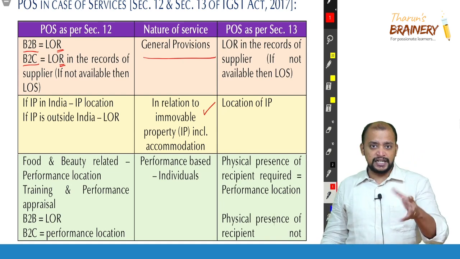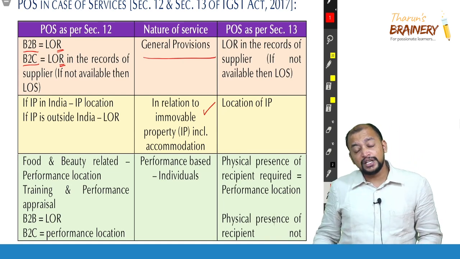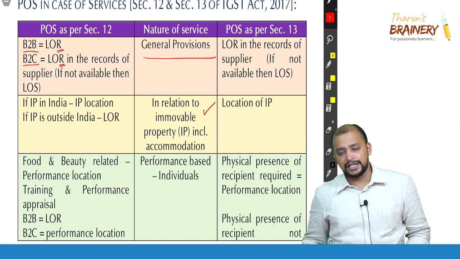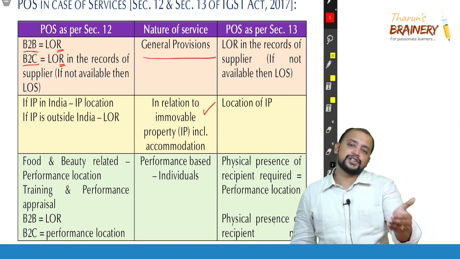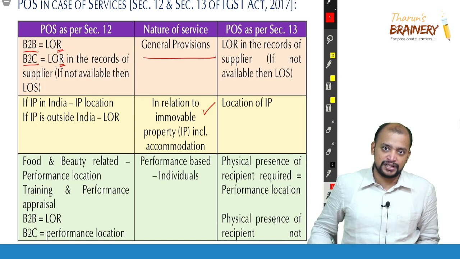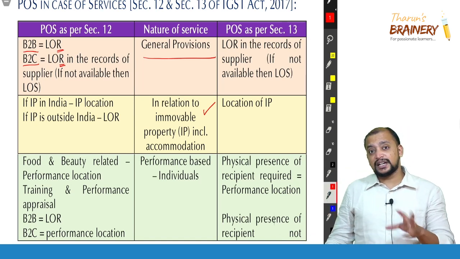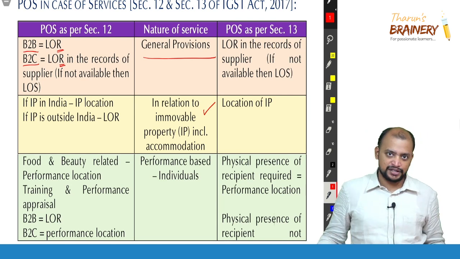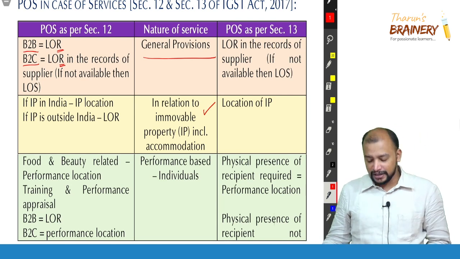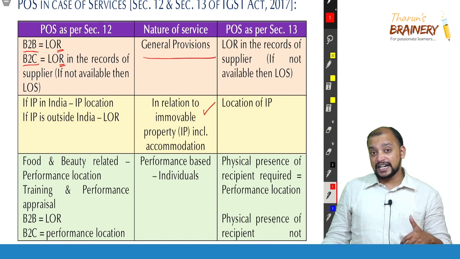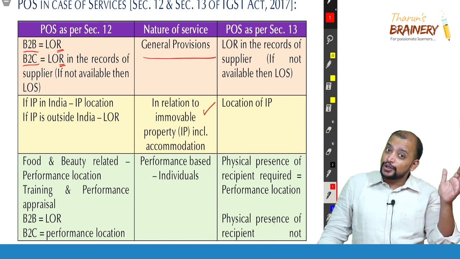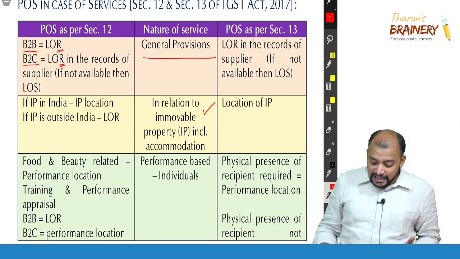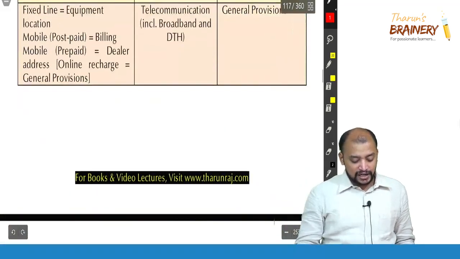So the supplier is in India and the recipient is also in India, but the immobile property is located outside India. Then what will be taken? The location of recipient will be taken as the place of supply. And as per section 13, always the location of immobile property will be taken as the place of supply. Sir, how to remember this? In the study material, if you see, this runs into multiple pages. What I did is that I have simplified this to a greater extent.